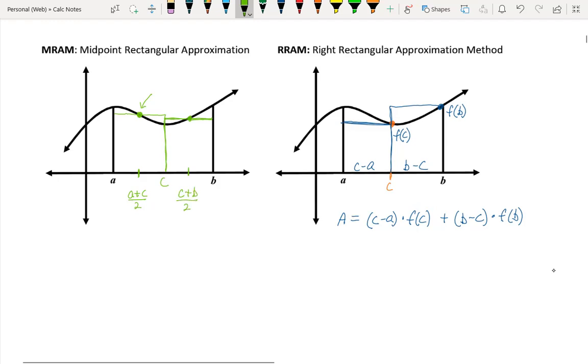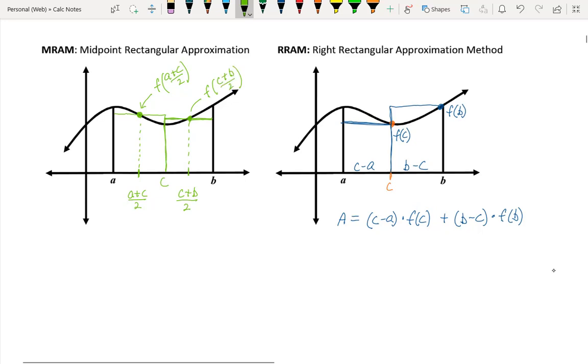which means the height of that point. Okay, so again, this is going to be my height, and this is going to be my height, which means the height is going to be f of whatever that value is, a plus c over 2. All right, and the height on the right side is going to be f of c plus b over 2.